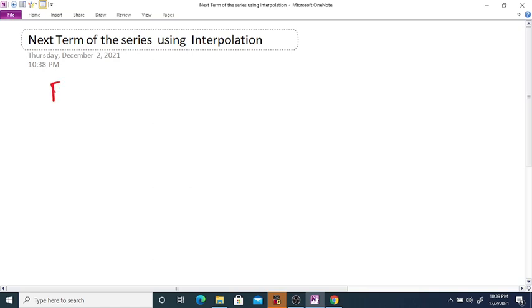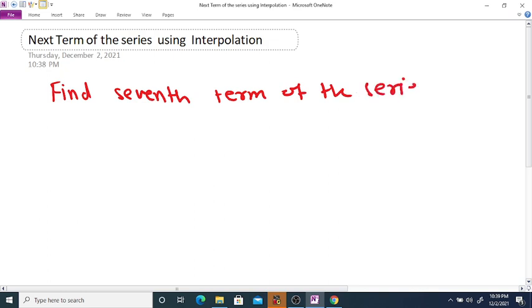Find the seventh term of the series 2, 5, 10, 17, then the next terms are 26, 37.